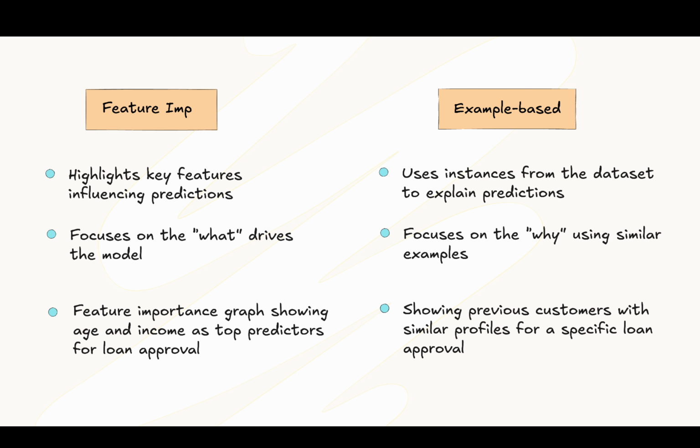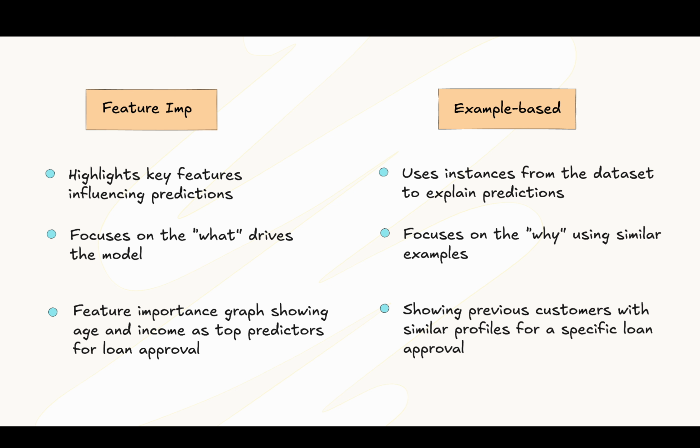Feature importance focuses on identifying which features most influence the model's prediction. For example, in a loan approval model, a feature importance graph might show that income and credit score are the top predictors for approval. So this method basically answers the what: what factors drive the model's decisions overall.